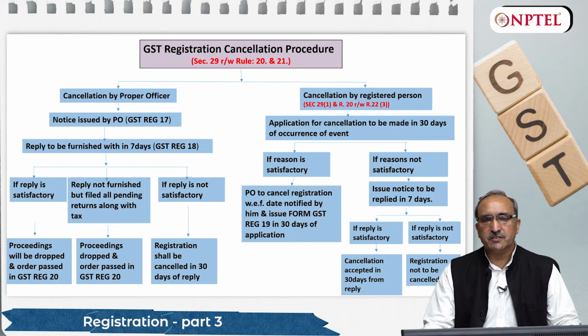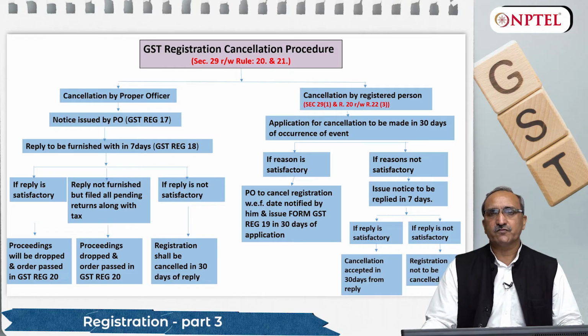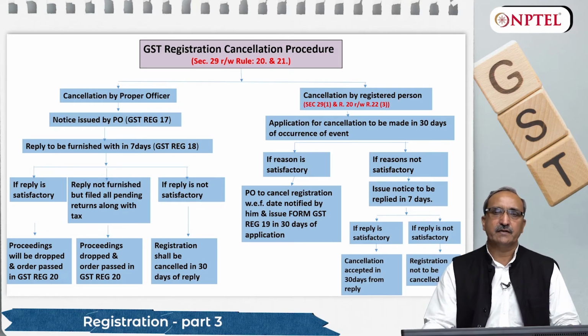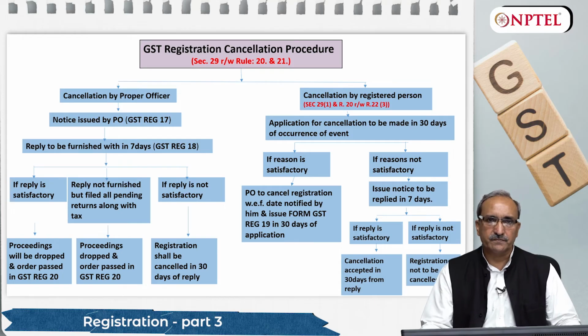So after suspension, you have filed your application and now your account is suspended so far. What will be the course of action in the department when the application is at the table of the officer? What will he do? If the cancellation procedure is initiated by the proper officer, meaning the department, how will they proceed?